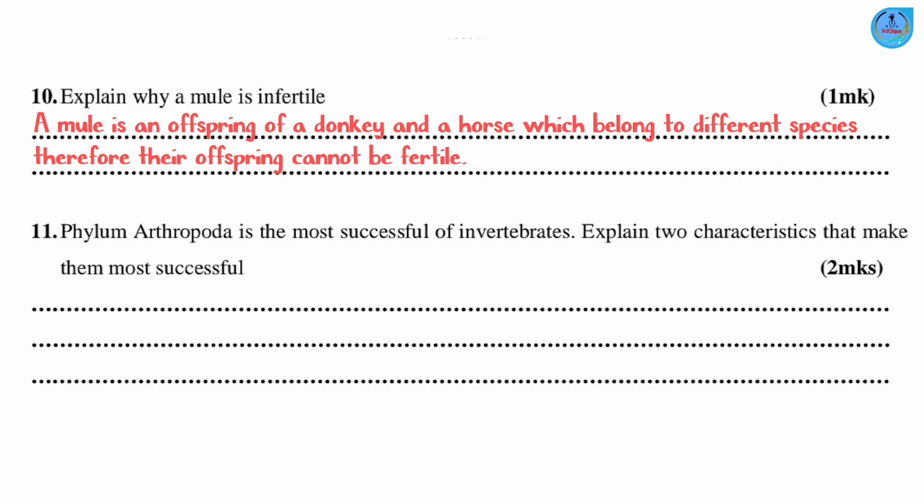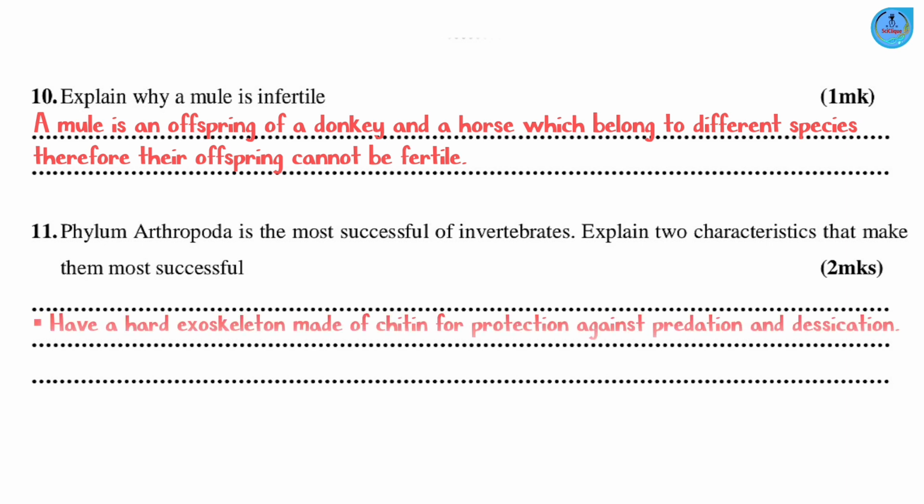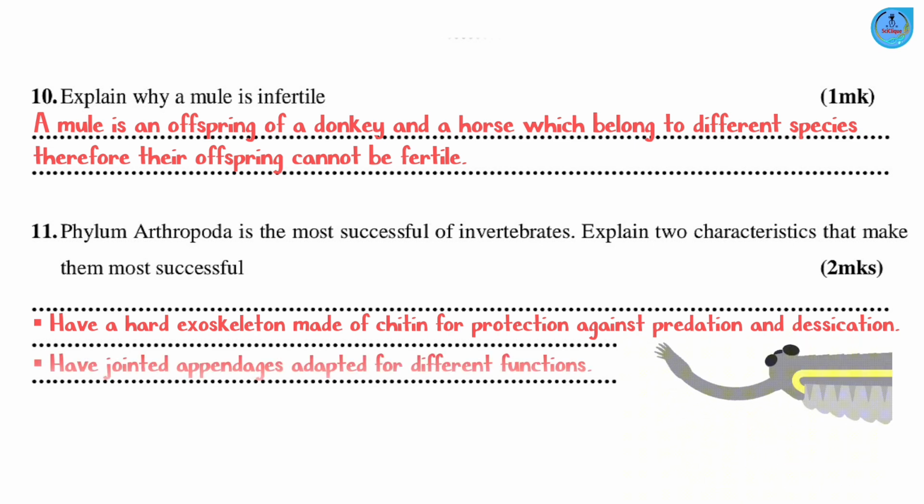Question number 11. Phylum Arthropoda is the most successful of invertebrates. Explain two characteristics that make them the most successful. Okay, so number one, they have a hard exoskeleton made of chitin, which protects them from predation, that is from predators, and it also protects them from desiccation. Desiccation is the extreme loss of water. Number two is that they also have jointed appendages that are adapted for different functions.